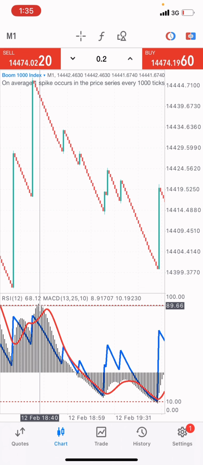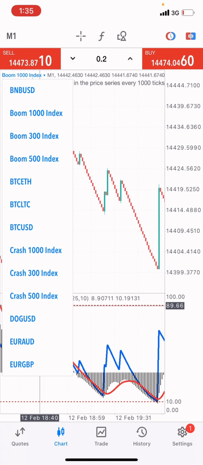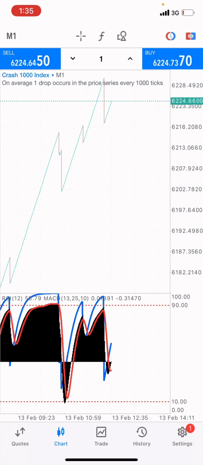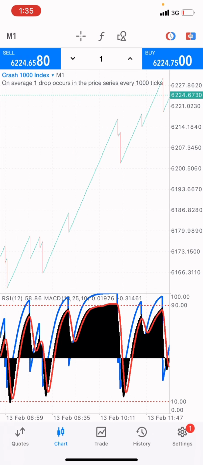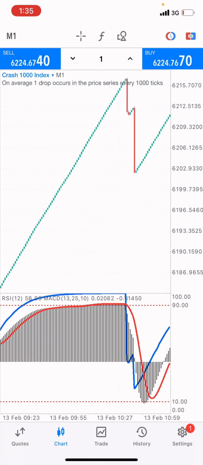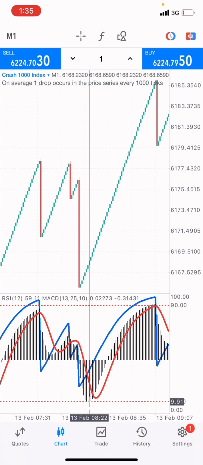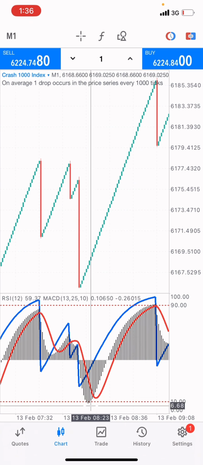Then I'm going to share with you how you can trade this on the Crash 1000 index as well, using the same parameters and setup of the RSI and the MACD. So we'll go to the Boom 1000 index right here. On the Boom 1000 index, the spike mainly comes through into the market always at the downtrend of the MACD. Always at the downtrend of the MACD, there's a lot of spikes.